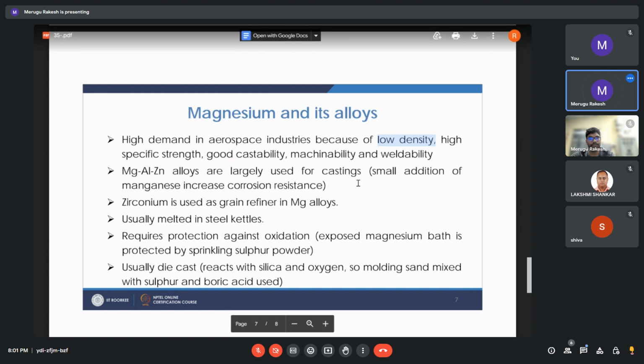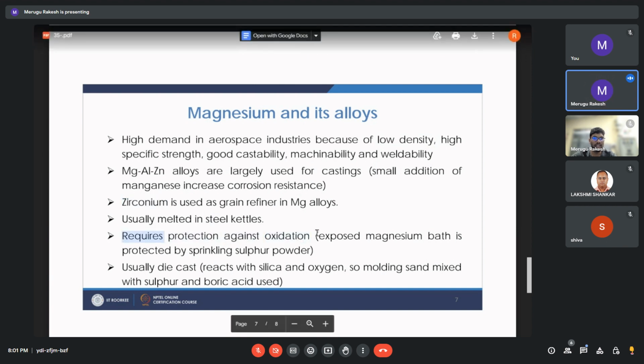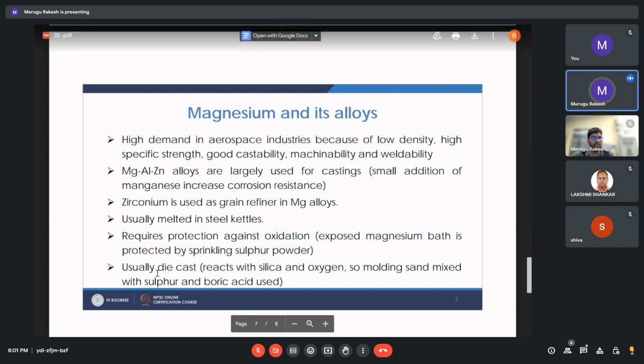Zirconium we use for grain refining magnesium. Usually these are melted in steel kettles and require protection against oxidation. So this is the main thing. The exposed magnesium bath is protected by sprinkling sulfur powder. This sulfur powder will reduce the volatile nature of magnesium.